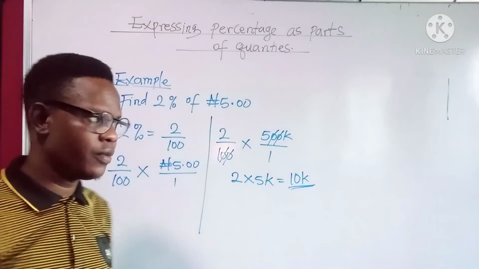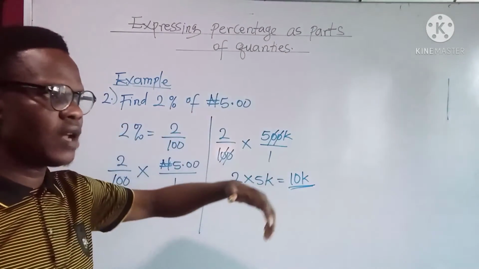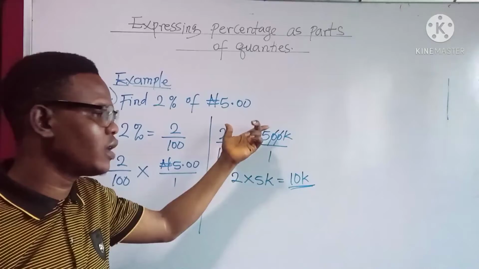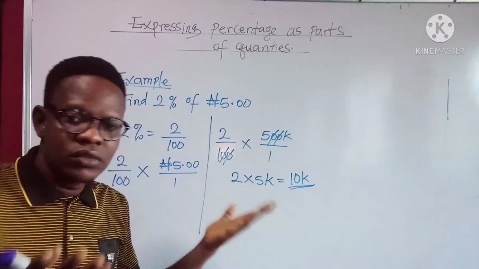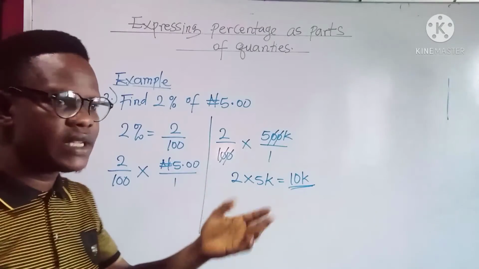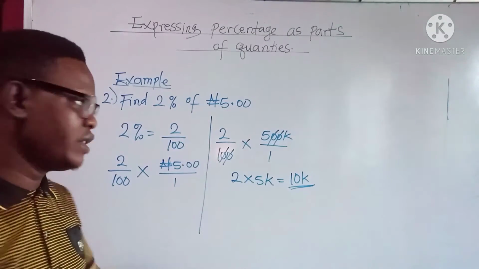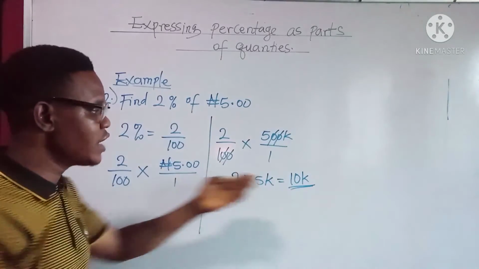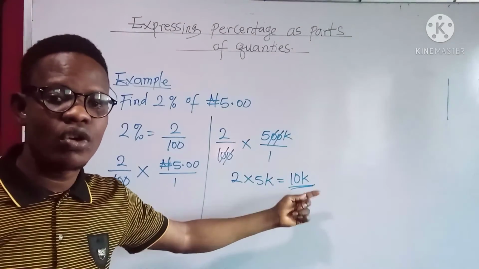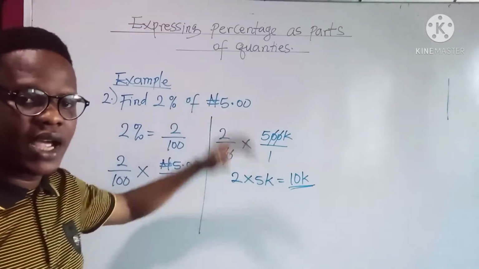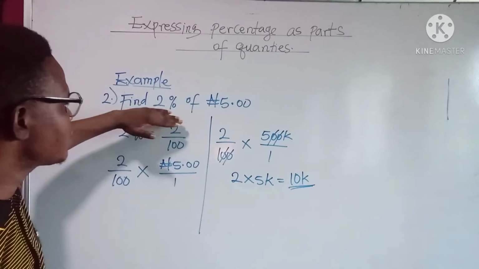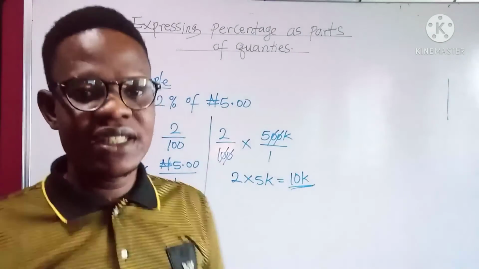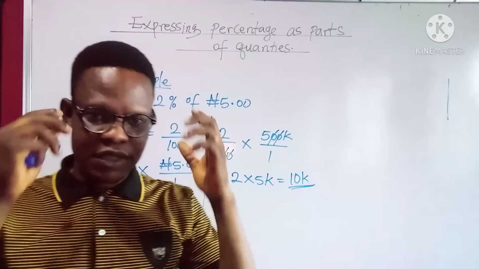Let us look at a scenario. You have 5 naira with you, and you were instructed to only spend 2% of the 5 naira on, let's say, biscuit. The question now is, how much am I going to spend on biscuit? Because they only told you to spend 2%. After doing the calculation, you get to know that you are only spending 10 kobo out of the 5 naira. So we've answered the question, which says, what is 2% of 5 naira? And the answer is 10 kobo.